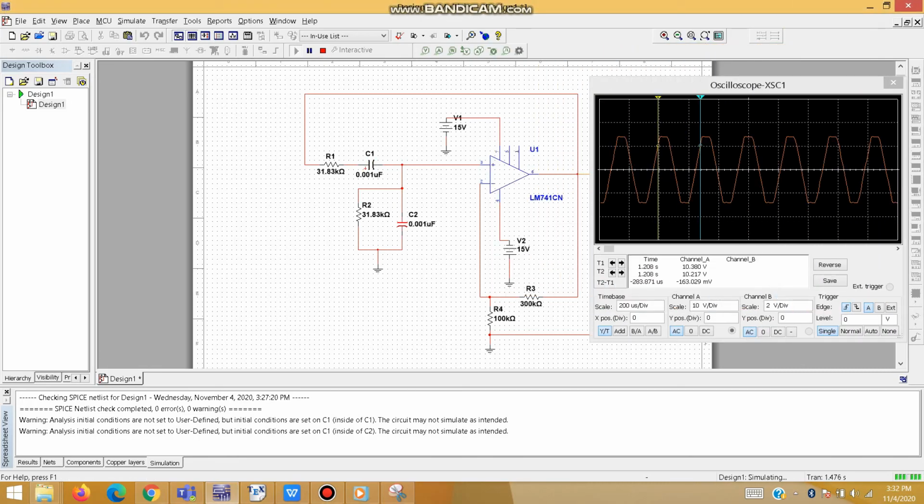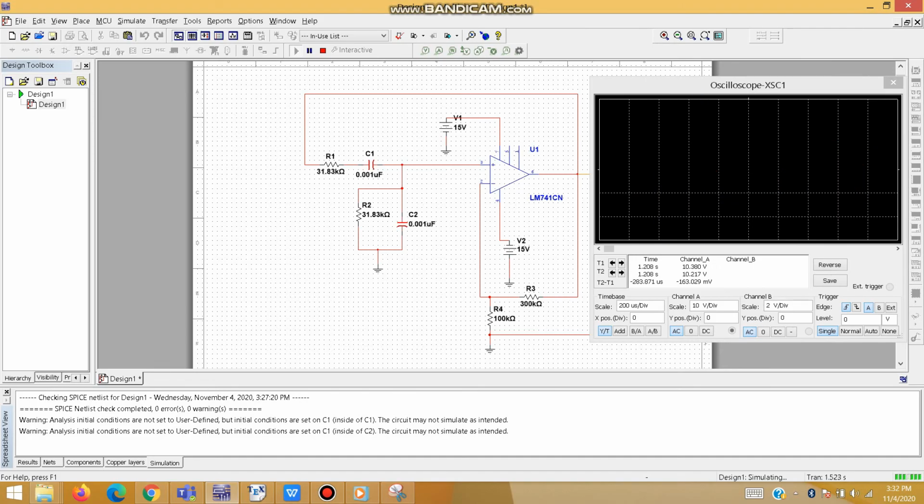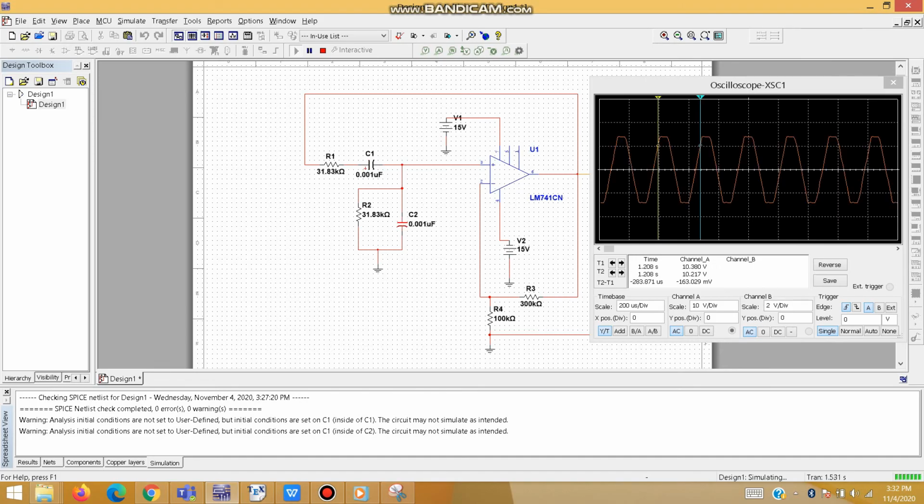For the frequency of 5 kilohertz, we use the value of R1 and R2 equal to 21.83 kilo ohm. From the waveform, we can see the period is equal to 283.871. We use the formula of frequency, and we get the frequency of this wave is equal to 3.522 kilohertz.